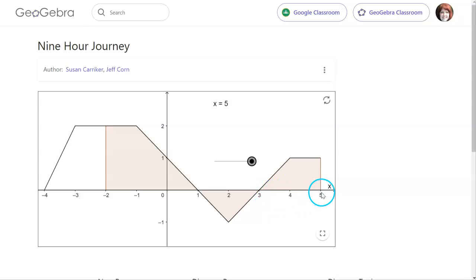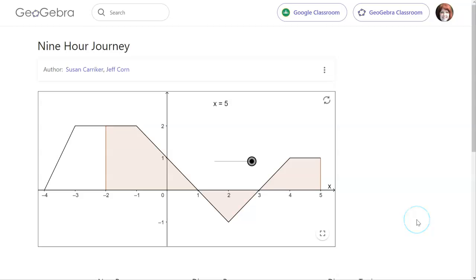Now, they may think (5, 0) is an intercept, but you'll notice that's just the line. There's nothing there. So if you move this, you can see there's no point. So they don't have to do (5, 0). But they should be able to tell me what those values are and what they represent in the context.